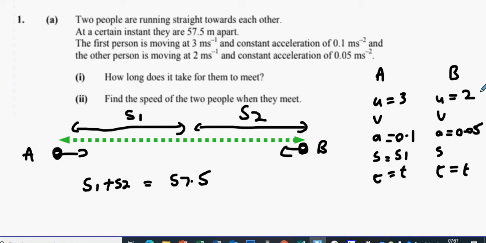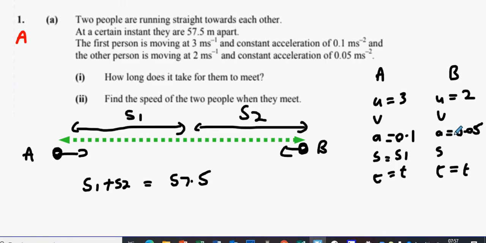Did anybody do a relative velocity approach with one set of data? Very smart. So if you were to do that method, what you could do is pretend that one of them is stationary. Okay? If you're running towards somebody at 3 and they're running towards you at 2, it's the equivalent of somebody being stationary and the other person running at 5. Do you get what I'm saying?